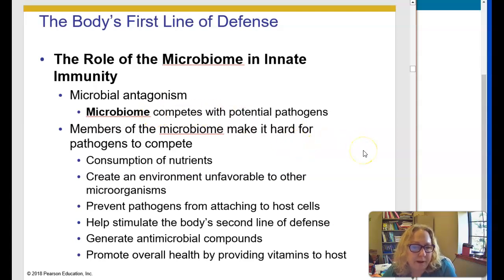So you have a microbiome and it competes with the potential pathogens. You have good guys that are just bacteria that live in your body all the time and they fight off the bad guys. Members of the microbiome make it hard for pathogens to compete because they consume most of the nutrients. They create an environment unfavorable to other organisms. They prevent pathogens from attacking. They help stimulate the body's secondary line of defense. They generate antimicrobial compounds, and they promote overall health by providing vitamins to the host. So it is important that you have a healthy microbiome.